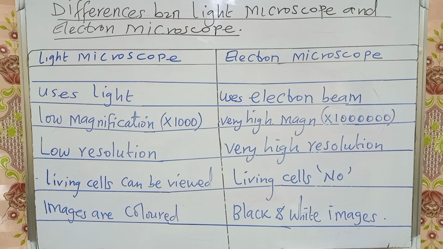Living cells: light microscope, yes; electron microscope, no. Image: light microscope, color; electron microscope, black and white. NB, electron microscope shows finer details compared to light microscope.